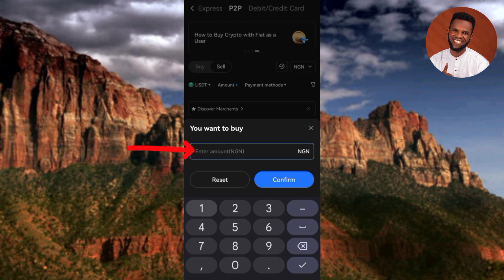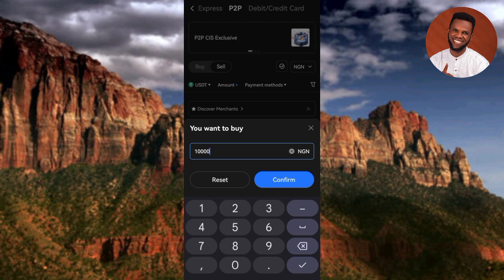By inputting 10,000 here, I'll be able to get buyers that can do business at the level of 10,000, because you can't do business with every buyer right here on this platform. Those that want to buy your USDT from you, you can't do business with all of them because they all have ranges, they all have limits.